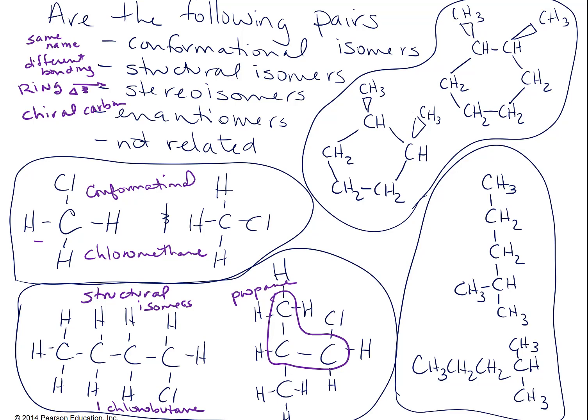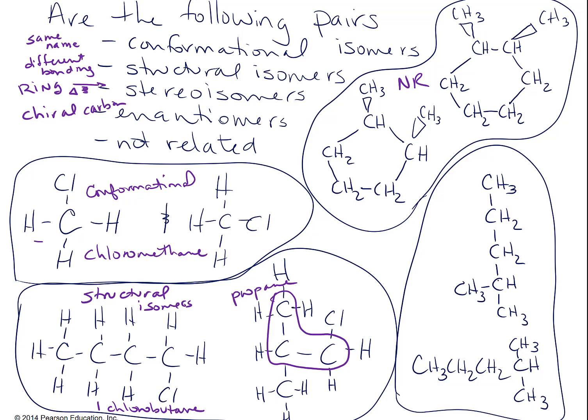Going up to the top, looking at the ring of 5, 1, 2, 3, 4, 5. This is a cyclopentane. 1, 2, 3, 4, 5, 6. This is a cyclohexane. So I have 1, 2, 3, 4, 5, 6, 7 carbons here. 1, 2, 3, 4, 5, 6, 7, 8 carbons here. These are not related. I don't even have to name them. So that's where counting your carbons first is going to help.